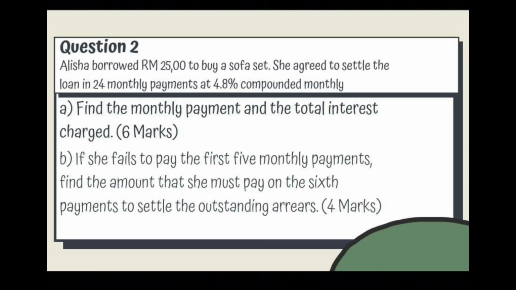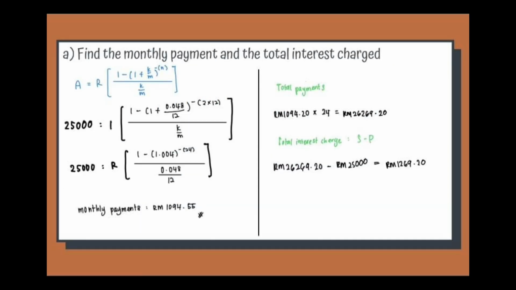Question 2. Alicia borrowed 25,000 to buy a sofa set. She agreed to settle the loan in 24 monthly payments at 4.8% compounded monthly. Question A. Find the monthly payment and the total interest charge. We are going to take our points, such as Alicia borrowed 25,000 and settles the loan in 24 monthly payments at 4.8% compounded monthly. Now I'm going to use the present value annuity formula to find the monthly payment first.